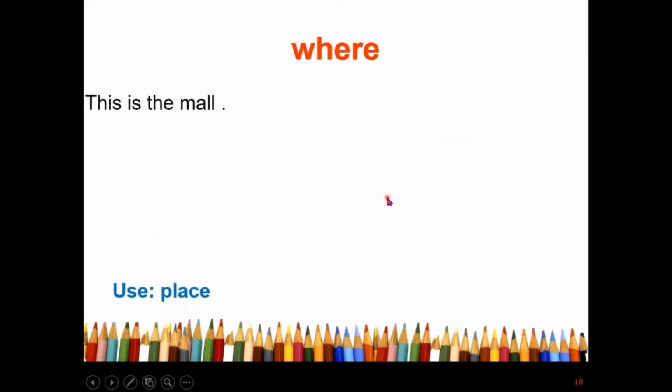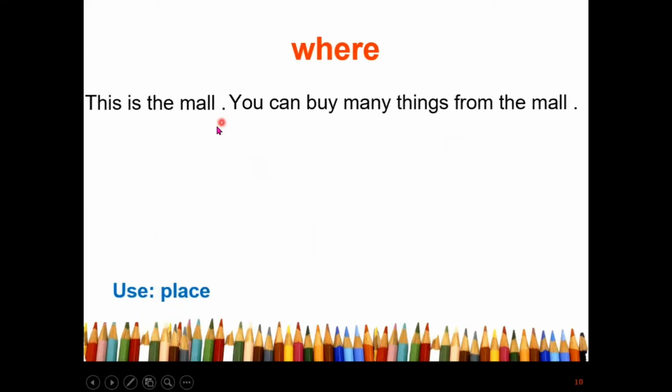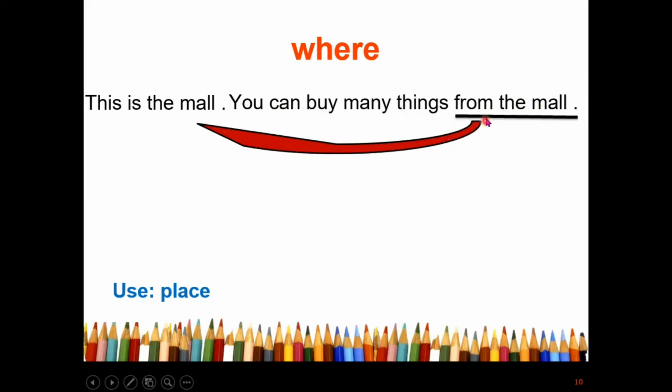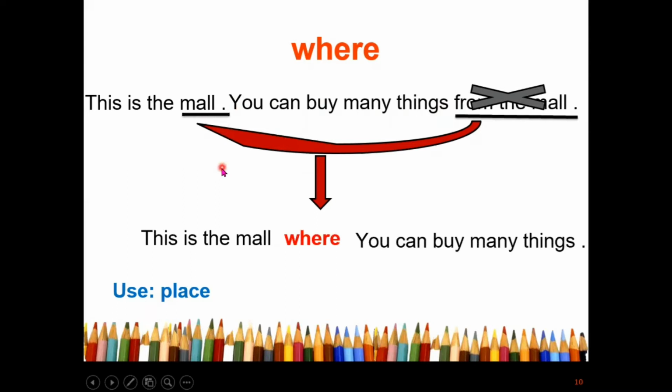Another example. This is the mall. You can buy many things from the mall. طيب فين الكلمة اللي بتعبر عن المكان في الجملة الثانية؟ Yes, I hear someone saying the mall. Yes, the mall, of course. So that's why I'm going to drop it. This is the mall. Put where in the middle. نضع where في المنتصف. This is the mall where you can buy many things.